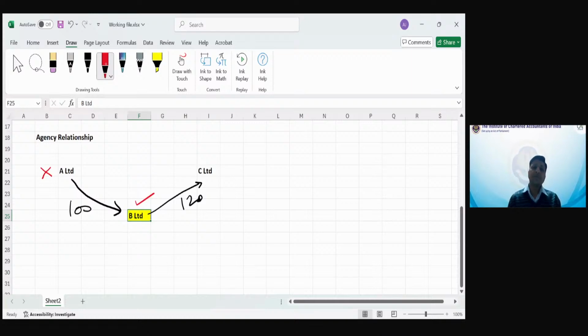Now, what is the context? See, there are two ways this revenue recognition can be looked at. In the books of B, one option is B can record a purchase of rupees 100 and then a sale of rupees 120. Yes or no? So let me just call it option number one. So this is option number one.